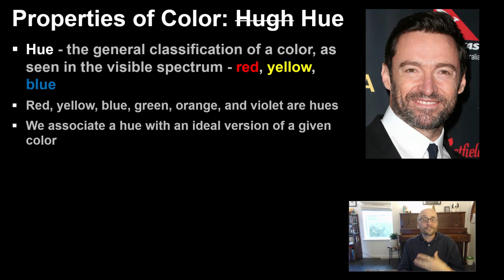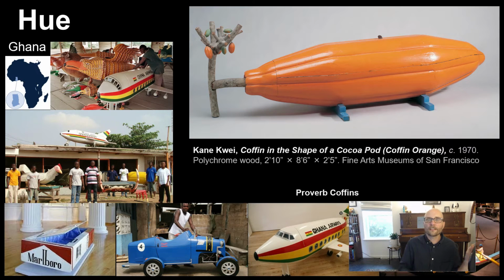Hue is the general classification of color: red, yellow, blue, right? We associate hue with the ideal hue. For example, when I think of the ideal red, I think of stop sign red. Yeah? So that's a hue. It's the color in its purest state. And this is an example of hue. That orange is, to me, the quintessential orange. That is its hue.